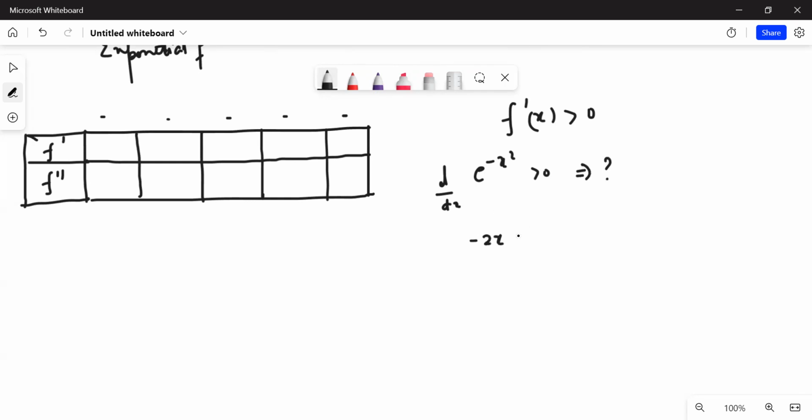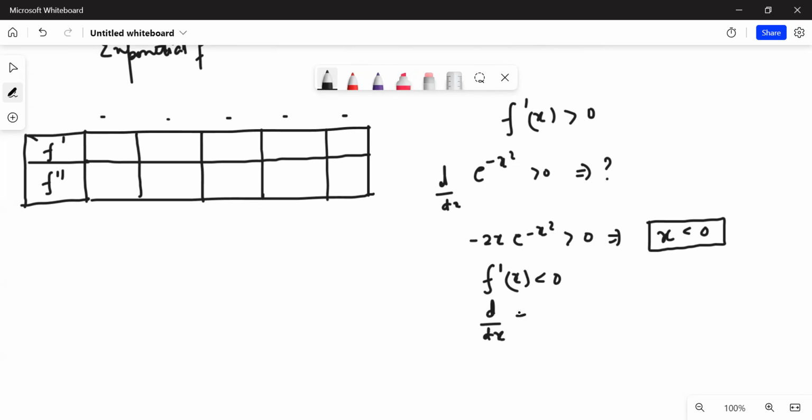This will be greater than 0 if minus 2x e to power minus x square is greater than 0. So derivative of e to power minus x square is minus 2x e to power minus x square. Where it will be greater than 0? It will be greater than 0 if x is less than 0. This is first thing. And f dash x is less than 0 if your d by dx e to power minus x square is less than 0. It is the case only if your x is greater than 0. Is that clear or not? यहाँ तक समझ में आया?